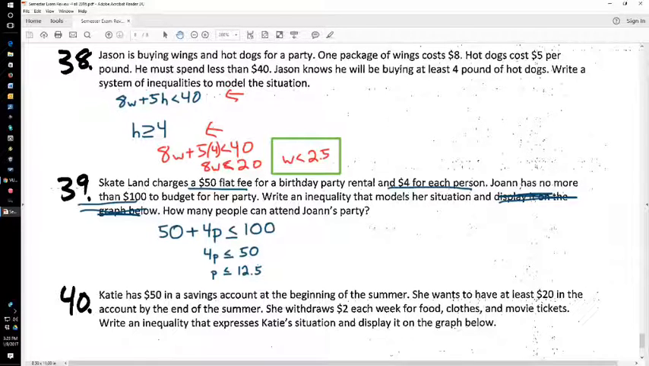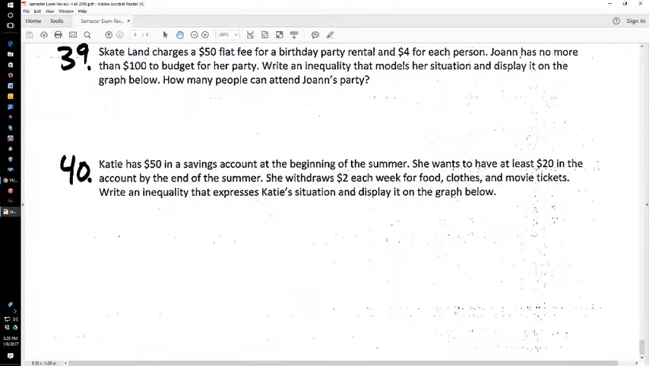Which, you can't have half a person at a party. So, 13 is out as well. So, 12 people can, at most, attend the party. Okay? If you need to look at that, pause for a second. Otherwise, I'm moving on. Number 40.